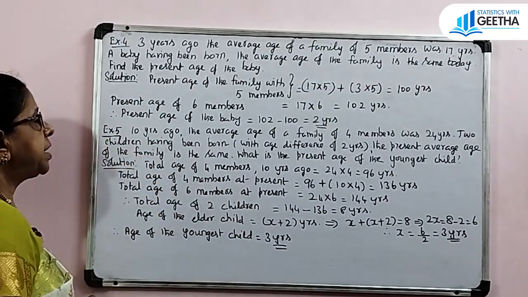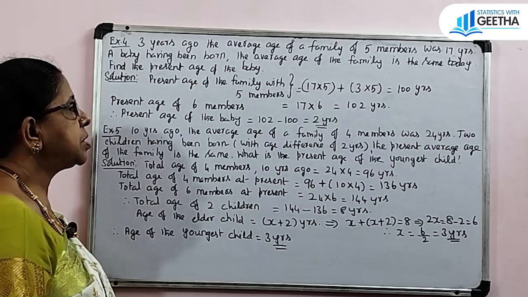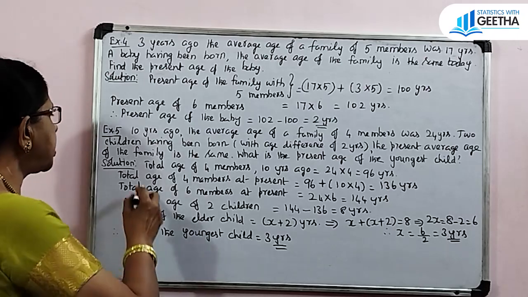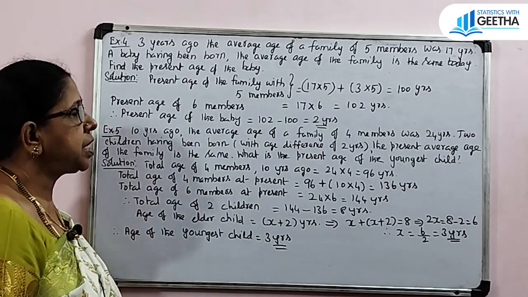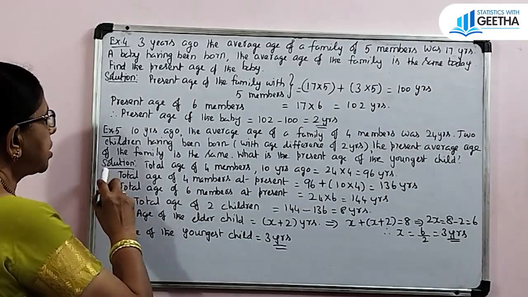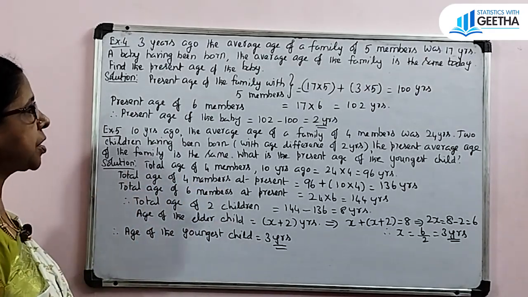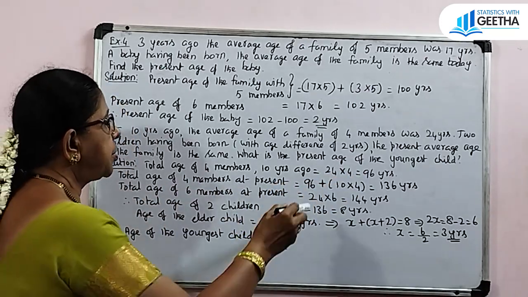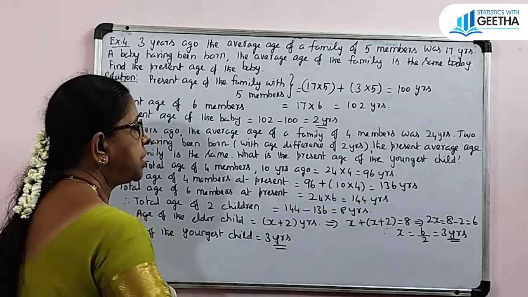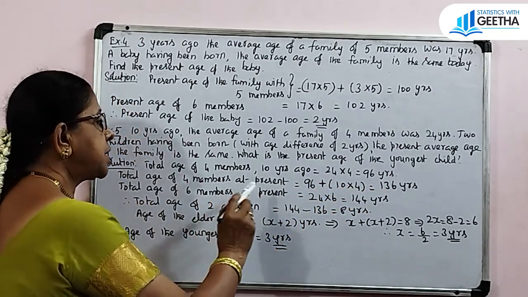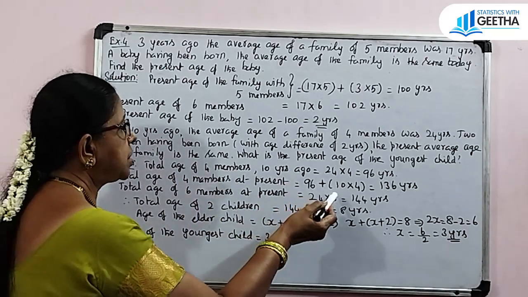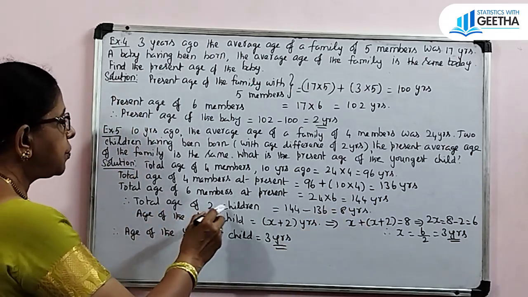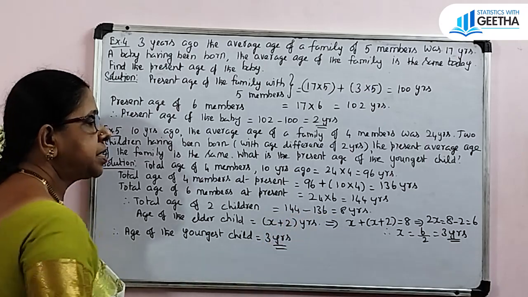Next, exercise number 5: 10 years ago, the average age of the family of 4 members was 24 years. 2 children having been born with an age difference of 2 years, the present average age of the family is the same. What is the present age of the youngest child? Now look at the solution. Total age of 4 members 10 years ago: 24 into 4, that is 96 years. Total age of 4 members at present: 96 plus 10 years into 4, that is 136 years. Total age of 6 members at present: the average age is the same, 24, so 24 into 6, that is 144 years. Total age of 2 children: 144 minus 136, that is 8 years.